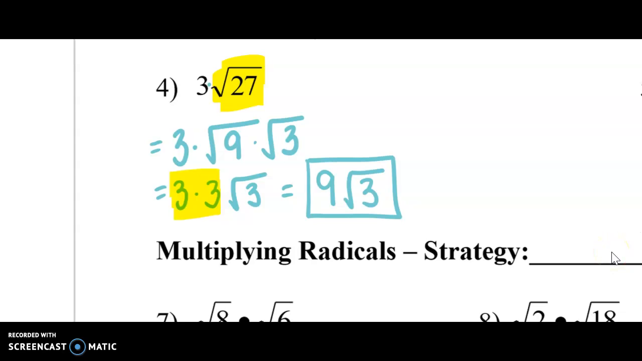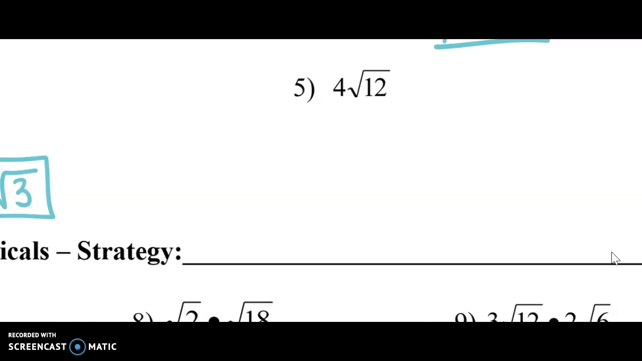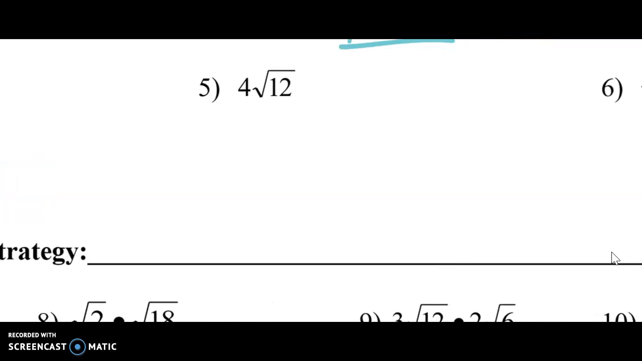Okay, guys, so let's continue going on with our notes. If we look at number 5, it says 4 times the square root of 12. Again, we are just going to focus on the square root of 12 right now. We're just going to leave that 4 times out front.